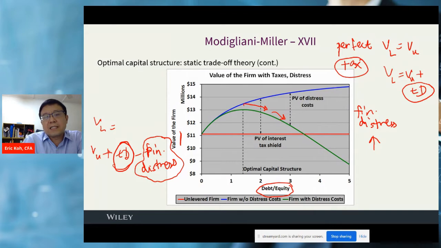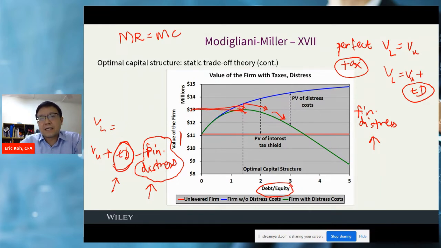So what then is the optimal capital structure? The optimal capital structure is the point here, which is maximizing the firm's value. Where do you maximize the firm's value? As in your typical economics, you have your marginal revenue equals to marginal cost. In this case, the marginal benefit that you get from the interest tax shield is exactly the same as the marginal cost that you get from the financial distress cost. And that's where you maximize the firm's value.